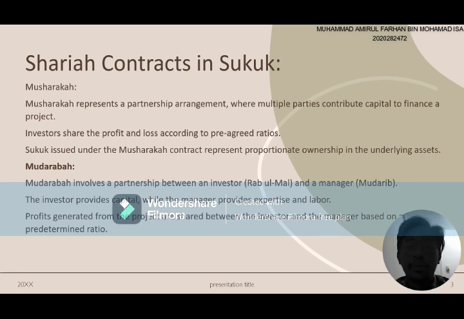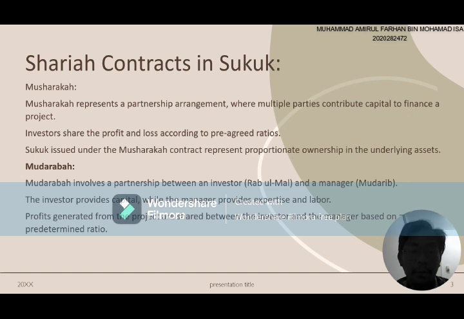Sharia contracts in Sukuk. We have two contracts that we use in Sukuk. The first one is musyarakah, and the second one is mudarabah. Musyarakah, as we know, represents a partnership agreement whereby multiple parties contribute capital to finance a project. Investors share the profit and loss according to pre-agreed ratios. Sukuk issued under the musyarakah contract represent proportionate ownership in the underlying asset.